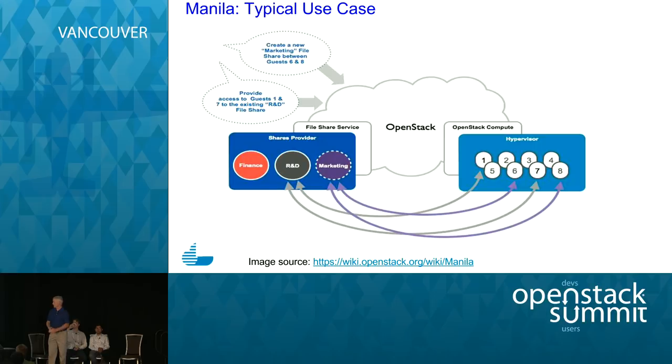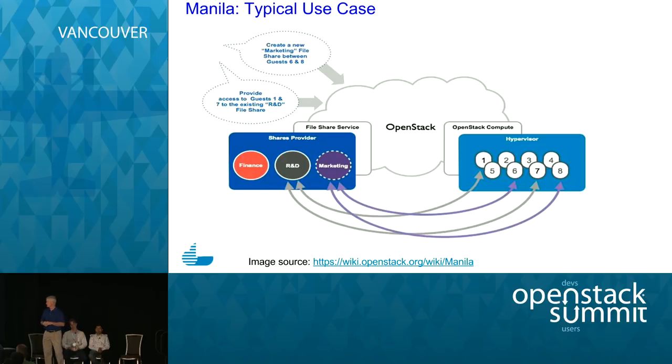Typical use case, I think most people have probably seen this, but you've got an environment here where on the left-hand side, you've got the share provider service. This is your controller node. You've got a number of different shares that have been created, as well as new ones you want to create. On the right, you've got your compute environment. This is where your instances are running or can be launched.